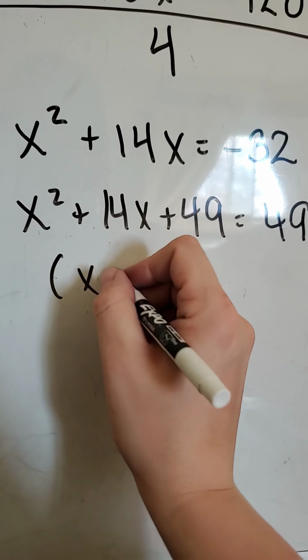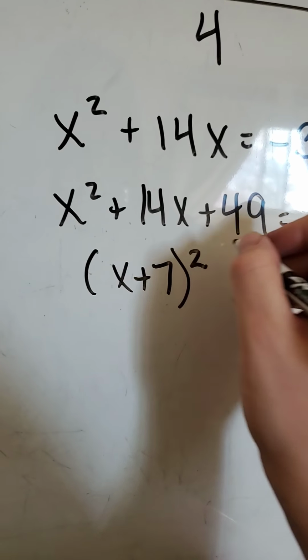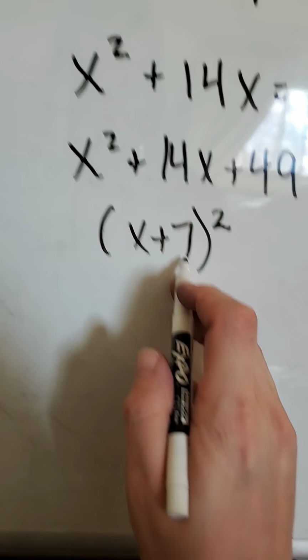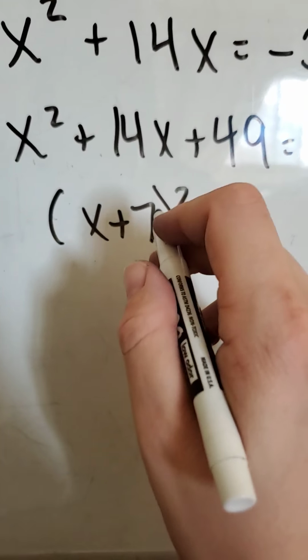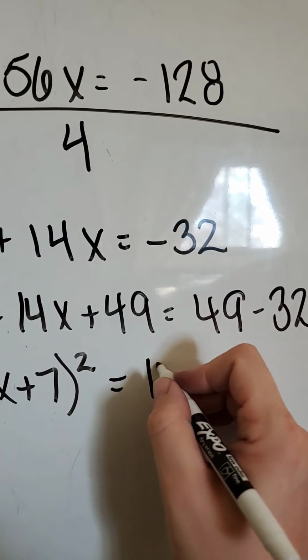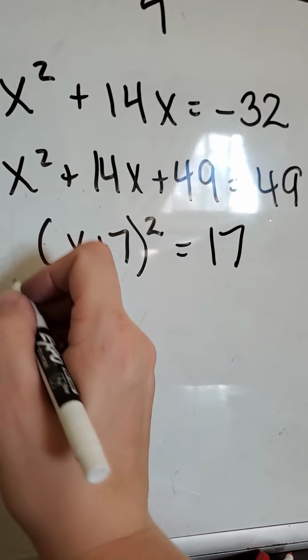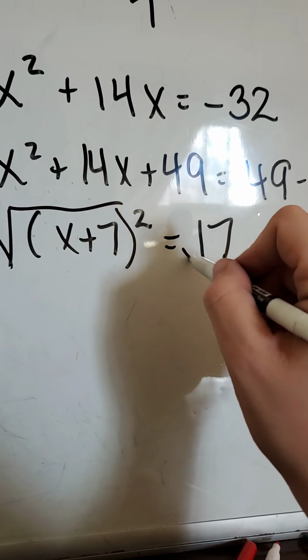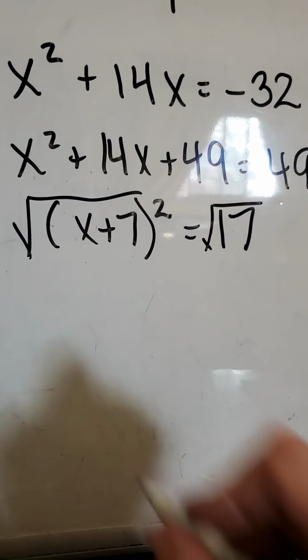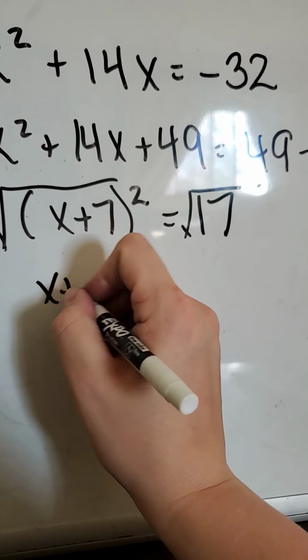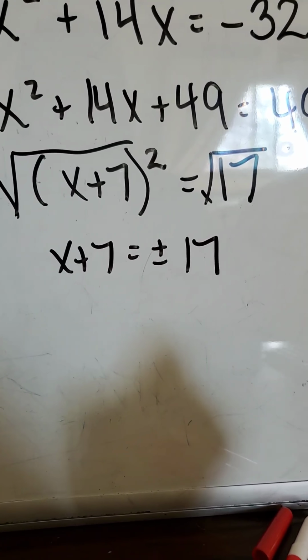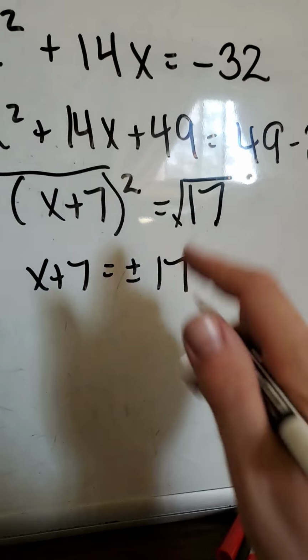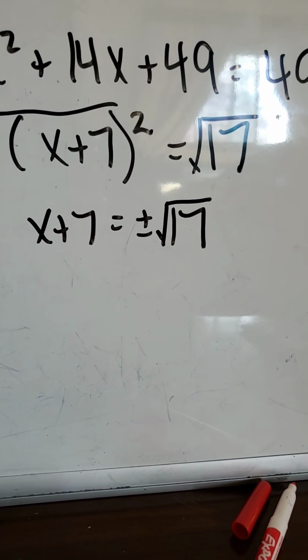So then I get x plus 7 squared, right? This thing right here is my b over 2 before it was squared. X plus 7 squared equals 49 minus 32, which is 17. So this will not give us a pretty number. All right, we're going to take the square root of both sides. And that gives us x plus 7 equals positive or negative square root of 17.